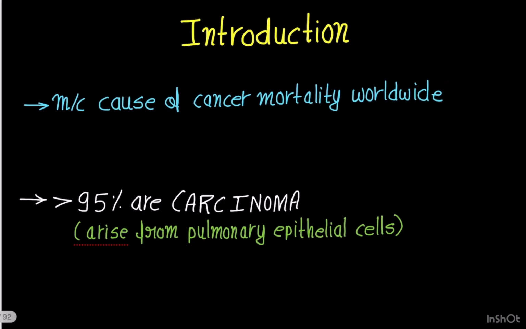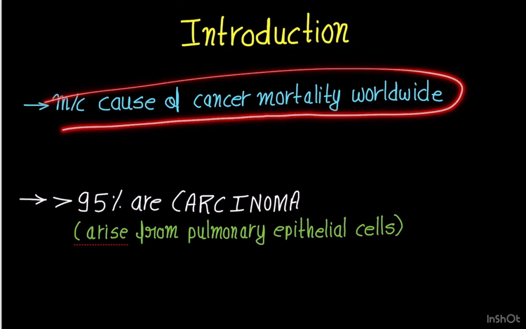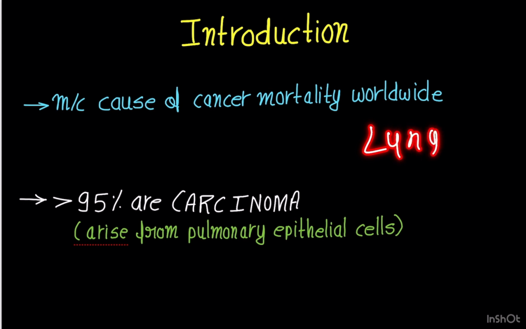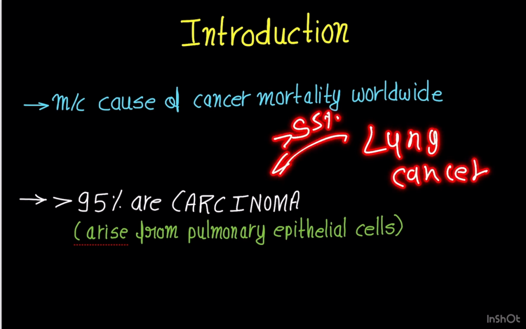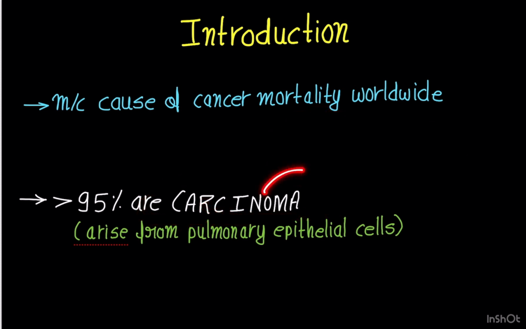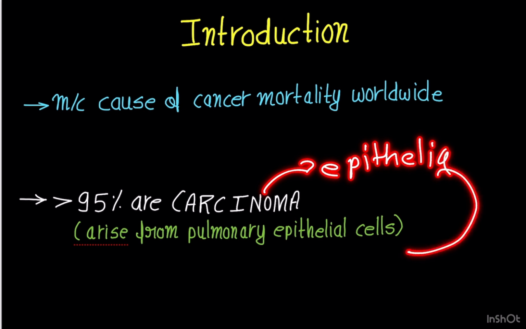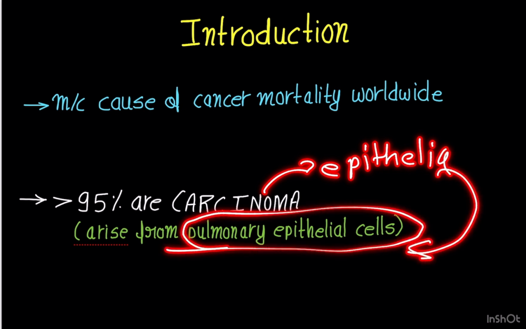Starting with the introduction part, lung cancer is the most common cause of cancer mortality worldwide. And among lung cancers, more than 95% are carcinomas. That means they arise from epithelia. And since here we are talking about lung, they will arise from pulmonary epithelial cells.